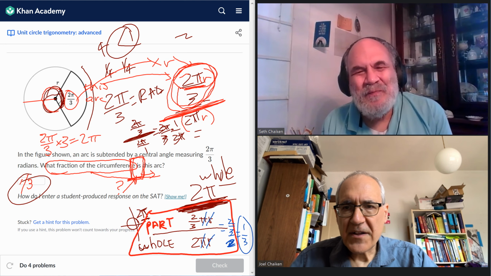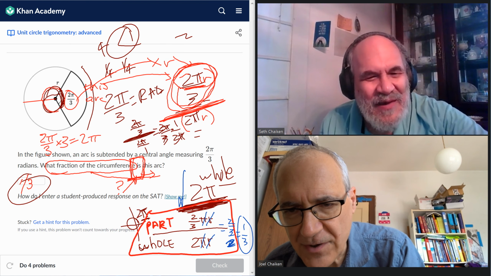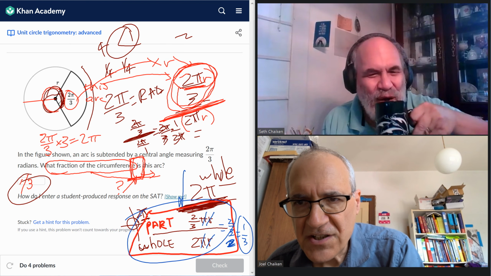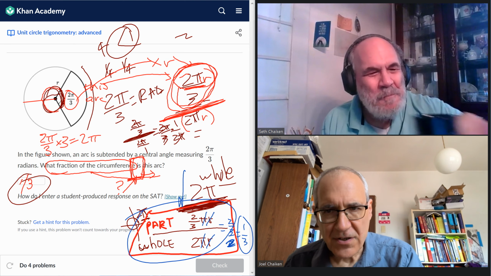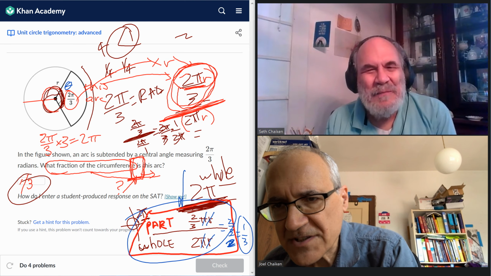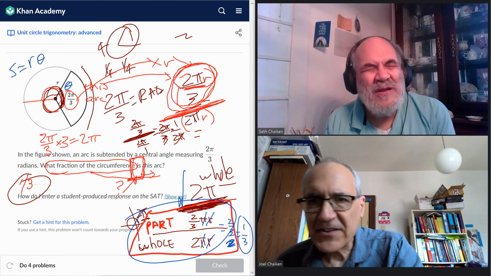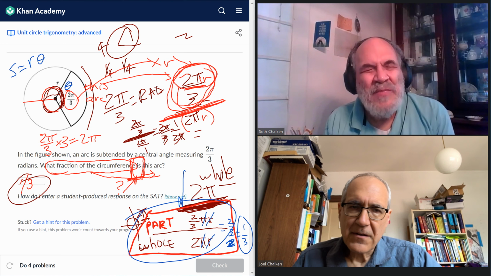Now, in order to do the thing that's in the red box, which I'm circling in blue, you need to know that the arc length of a circle is the central angle theta times the radius. Arc length, which is sometimes called S, is r theta. Now the arc length, what's the portion of the circumference?